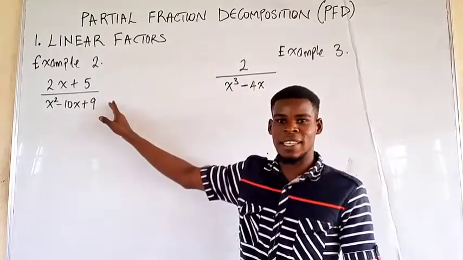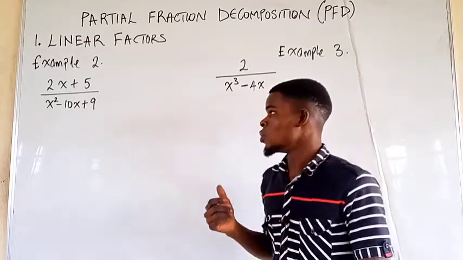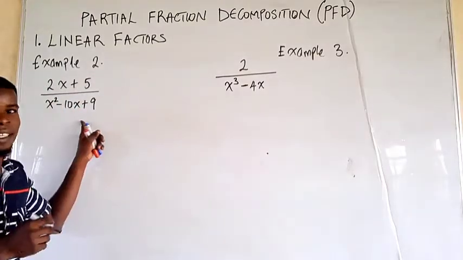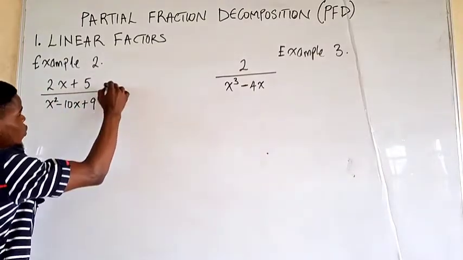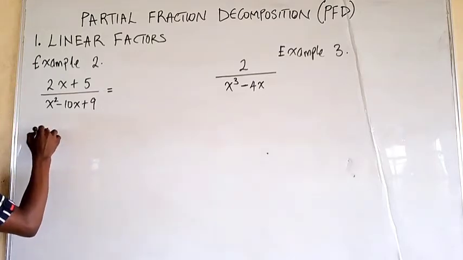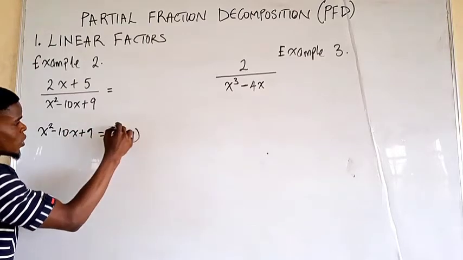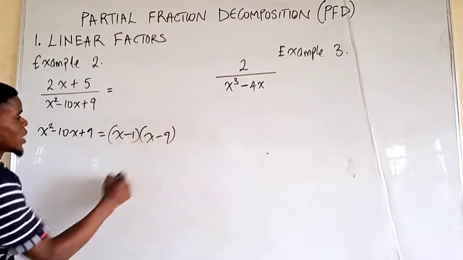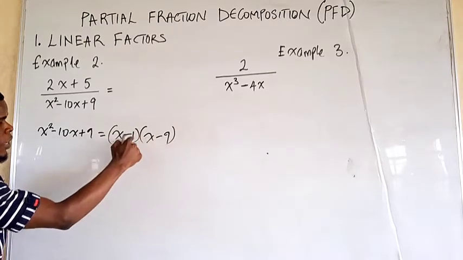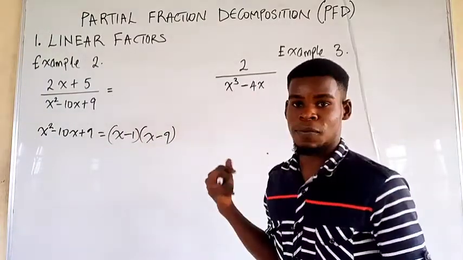Well, the denominator here is the same as the one we did in the first example, so I'm just making use of this so that I don't have to go back to factorizing it again. We know that x squared minus 10x plus 9 is the same thing as (x minus 1) times (x minus 9), right? We just multiply this: x squared minus 9x minus x plus 9. Minus 9x minus x will give you negative 10x.